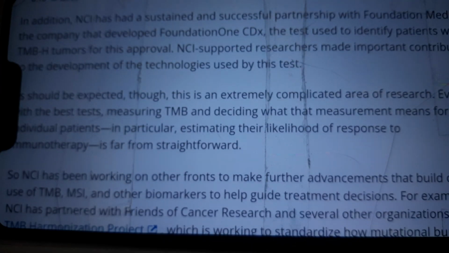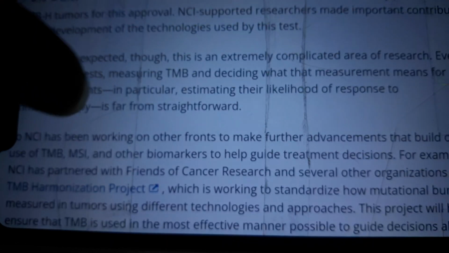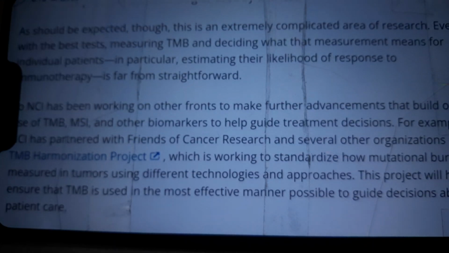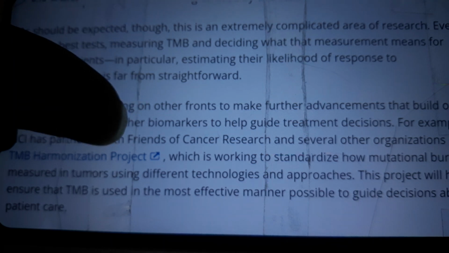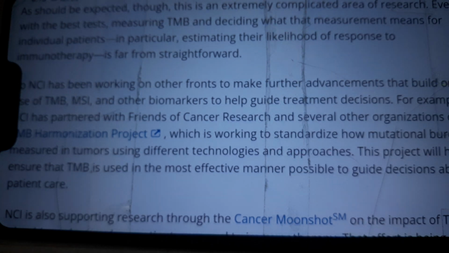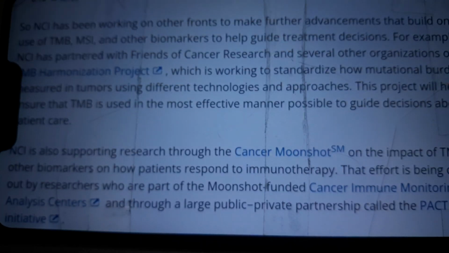In addition, NCI has a sustained and successful partnership with Foundation Medicine, the company that developed FoundationOne CDx, the test used to identify patients with TMB-H tumors. For this approval, NCI-supported researchers made important contributions to the development of the technologies used by this test. And this is an extremely complicated area of research, as expected. Even with the best tests, measuring TMB and deciding what the measurements mean for individual patients, in particular estimating their likelihood of response to immunotherapy, is far from straightforward, and additional work is needed.